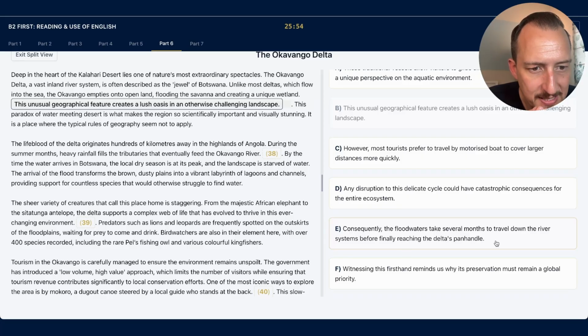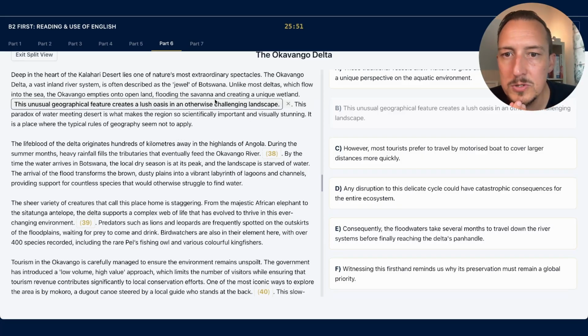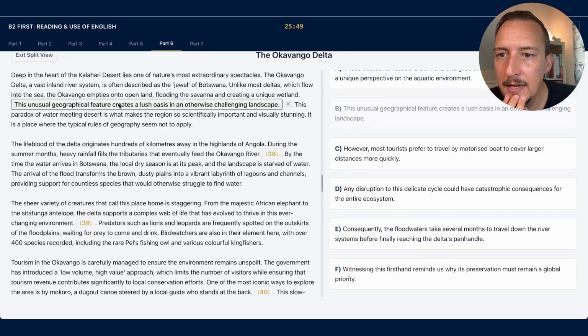Consequently, the floodwaters take several months to travel down the river. So unique, creating unique. Consequently, the floodwaters take several months to travel down. This is tempting, but I don't like the word consequently because there's no consequence here. There's nothing.